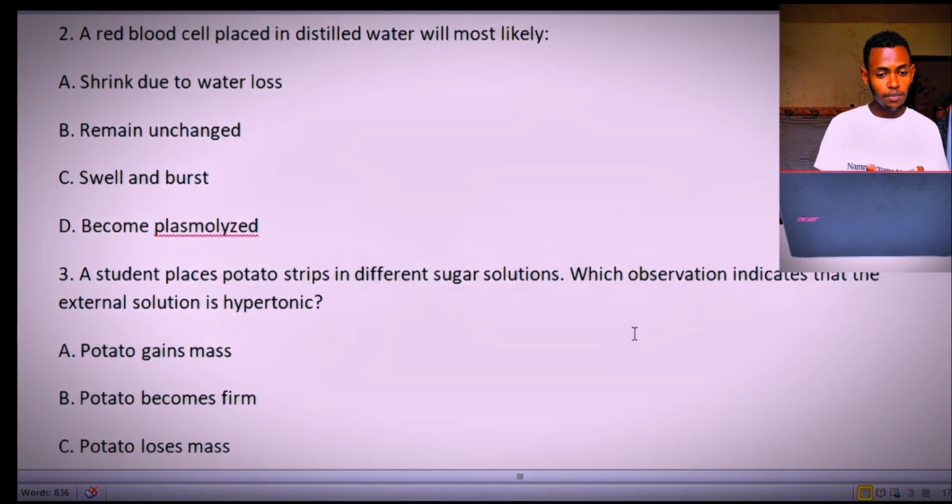Okay. A red blood cell placed in distilled water will most likely... The word distilled water means the water which is almost pure, with no salt. So what will occur? The answer is C. Swell and burst. Why? The cell has salt, while there is no salt in the distilled water. So water comes into the cell, and the cell becomes swollen and bursts.